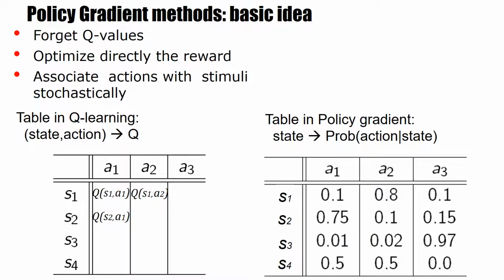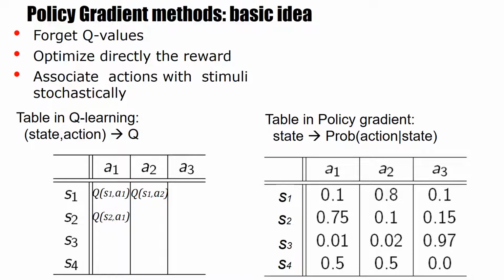So let me just compare the two philosophies. In Q-learning, we build a table. For each state action pair, we assign a Q value. So, for example, for state 2 and action 1, we have a Q value, Q of S2 and action 1. And then with this Q value, we play around. We use epsilon greedy, or we use softmax methods to choose the best actions, to build a policy.